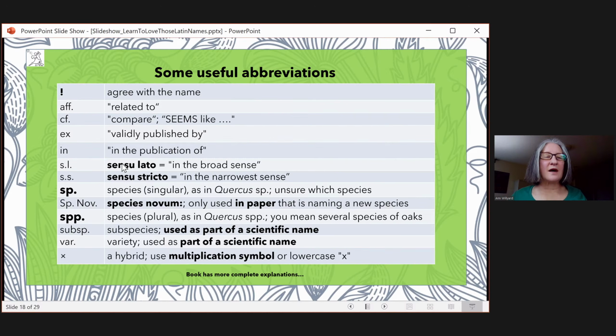A lot of add-ons had to do with some of the goofy early publications of names. I won't go through those. If you work with herbarium specimens, you may see an exclamation point with someone who's looked at the specimen and their name, and it just means that they agree with the name that was put on the label. There are some additional details in the book, but I think those are the most useful for most people.